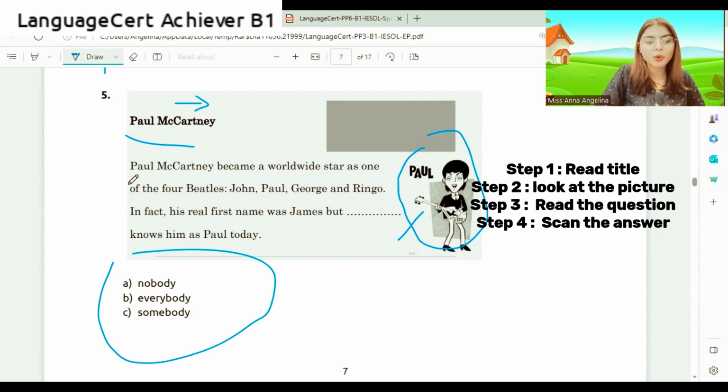That's your step number 4. Paul McCartney became the worldwide star as one of the 4 Beatles: John, Paul, George, and Ringo. In fact, his real first name was James, but blank knows him as Paul today. Because he's famous. What's the answer? I'm going to give you some time to think. Think about it.